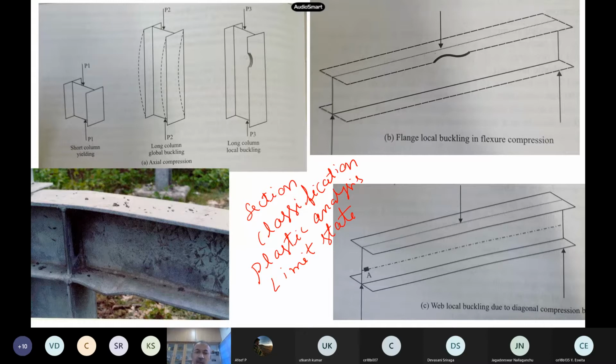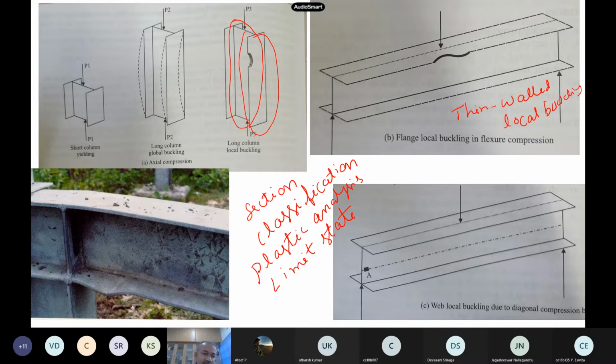Apart from that, if I take an I section, the section may be fine, but the individual members like the flange or the web are very thin elements. These are basically thin walled. When it is very thin, the overall structure is different, but for individual members, instead of global buckling, they may have local buckling also. The flange itself buckles, the web itself buckles. This is what we call local buckling.